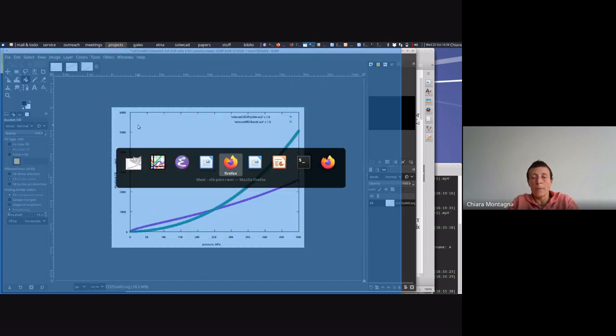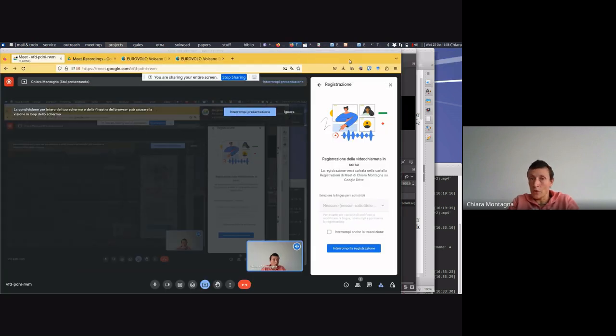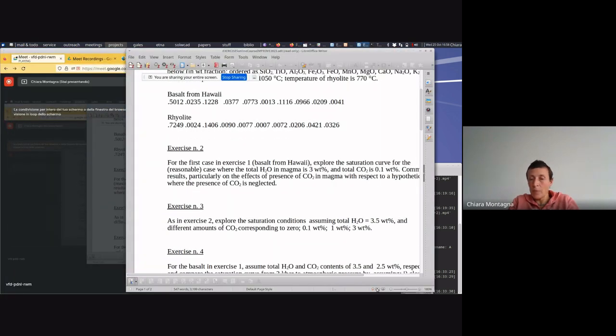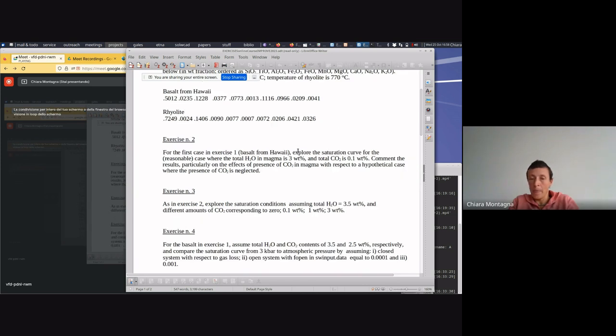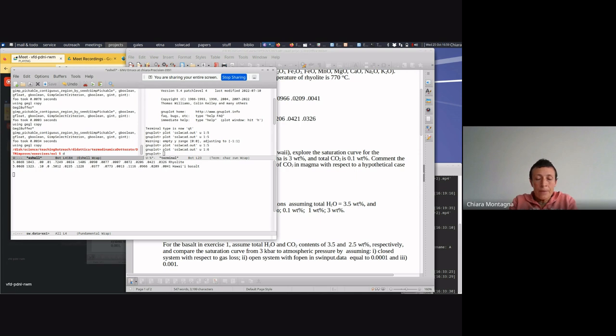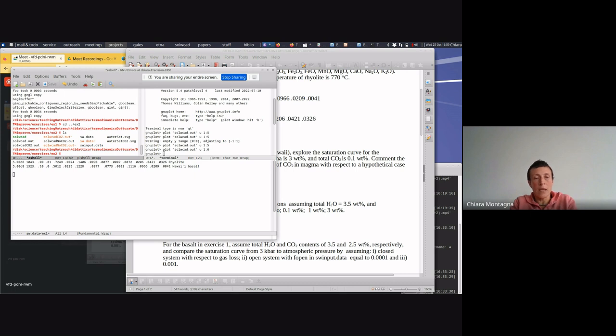Now let's take a look at saturation. For example, the second exercise asks us, for the basalt that we have seen earlier, to explore the saturation curve for a given quantity of water and a given quantity of CO2. So let's first run this exercise. We change directory to the one related to this exercise, and again, we have some stuff that I prepared earlier.